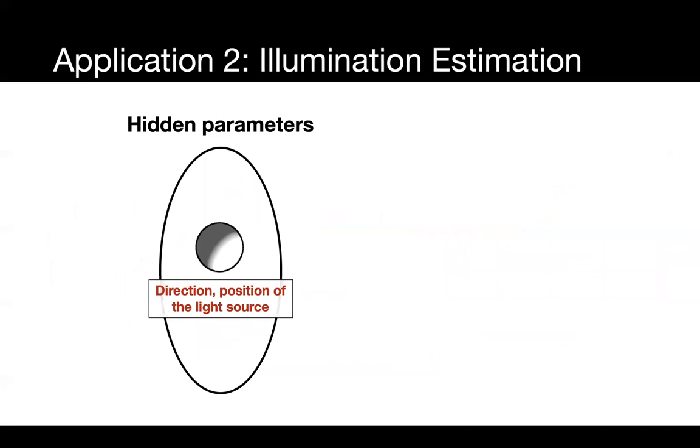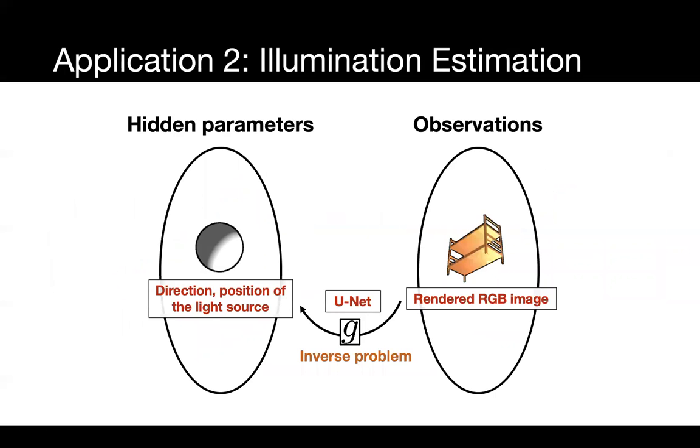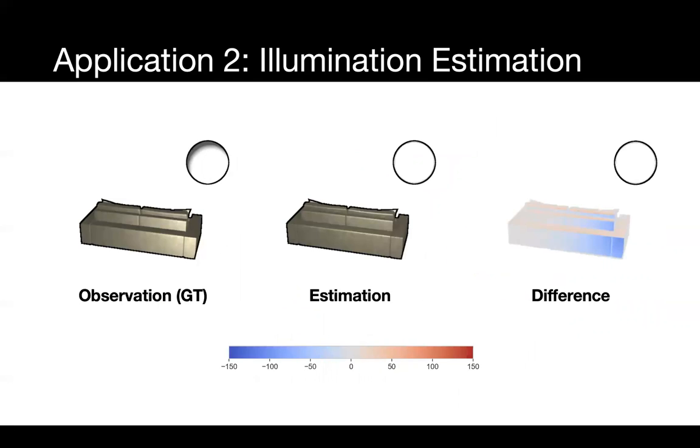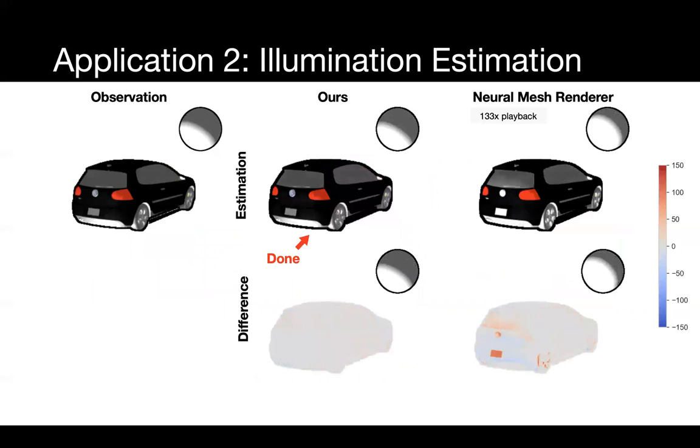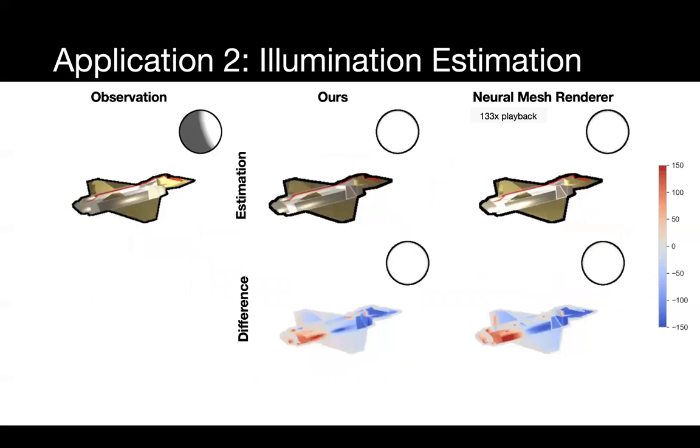The second application of our approach is illumination estimation, where the goal is to estimate the direction and position of the light source from a rendered RGB image. For the forward process, we use PyRender. With the predicted update, we're able to reach the ground truth solution within a few steps. Comparing with the baselines, we are much faster. Our approach is also way more robust.